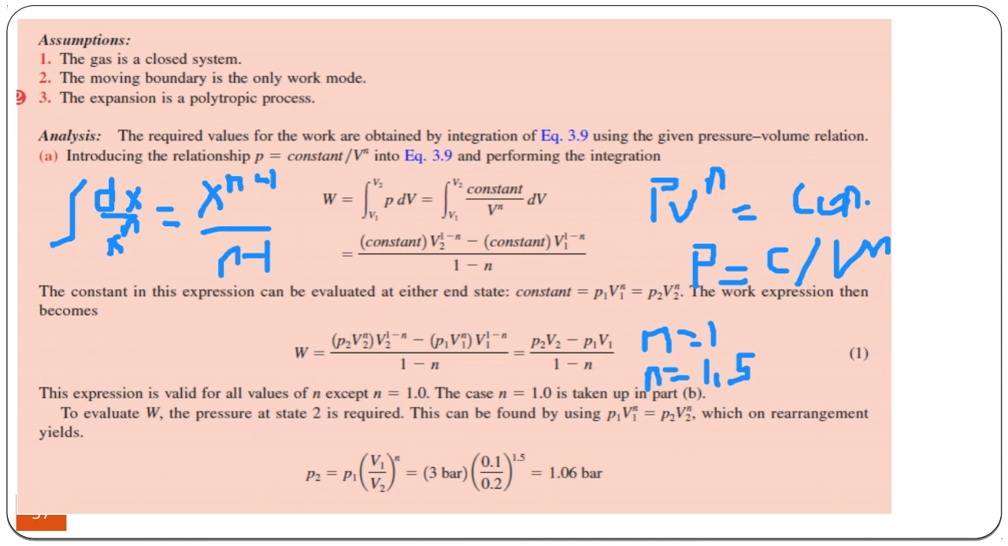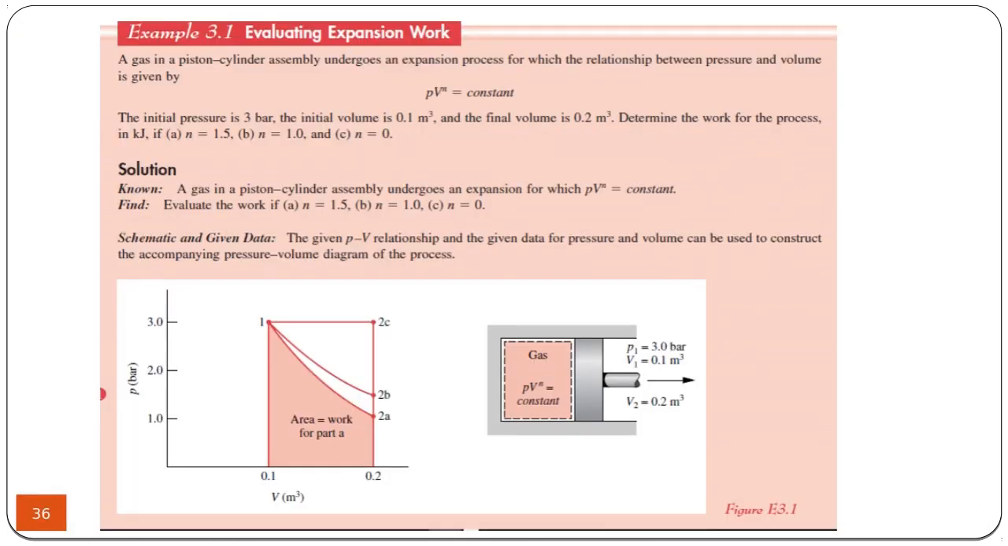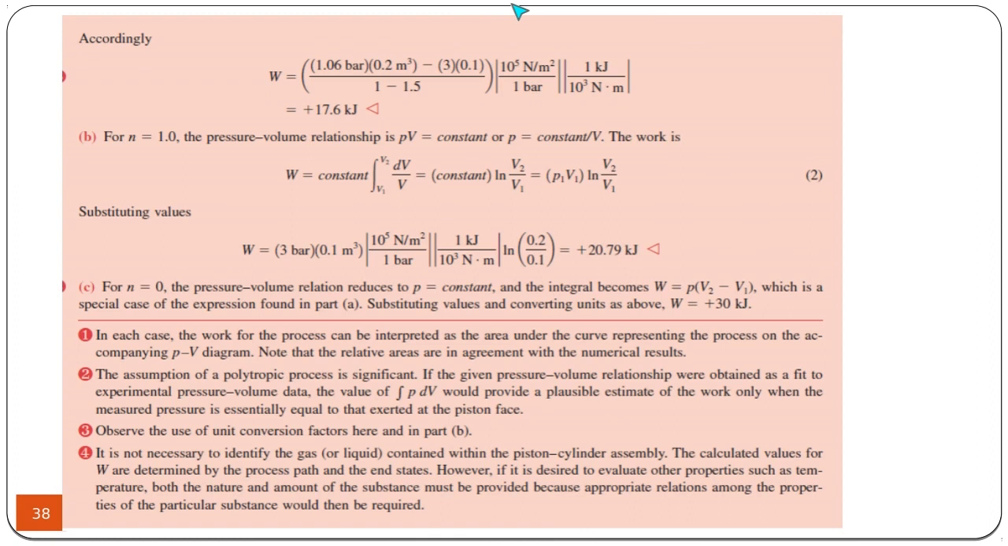So once you get the value of P2, you can calculate the work when n is 1.5. The work done by the gas on the surroundings is 17.6 kilojoules. If in the second part n is 1 instead of 1.5, you're going to see that the work done by this gas on the surroundings is greater, because the area is greater. Look at the second area. The second area under the curve is greater than the first area. That's why you have a higher work than in the first case.